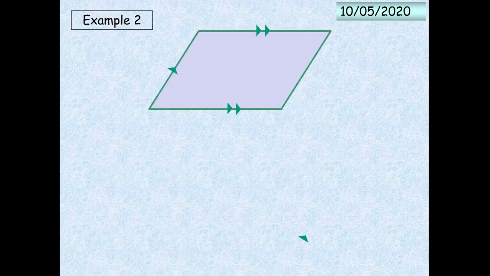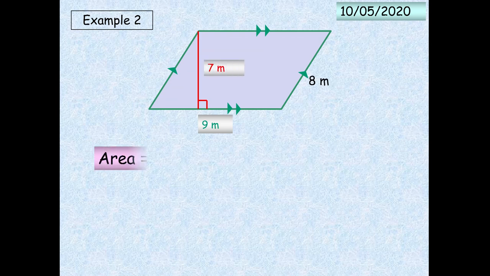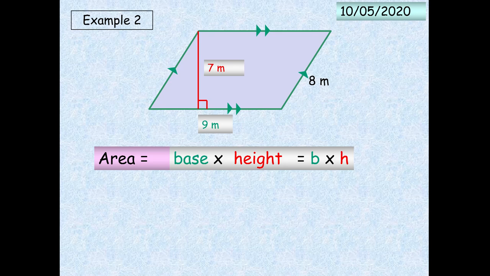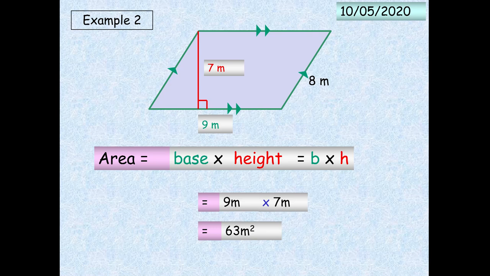One more example then. Again, area equals base times height, or B times H. Base is 9, and the perpendicular height is 7. 9 times 7, 63. In this case our units are meters, so it's going to be meters squared.